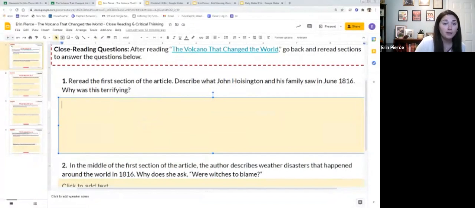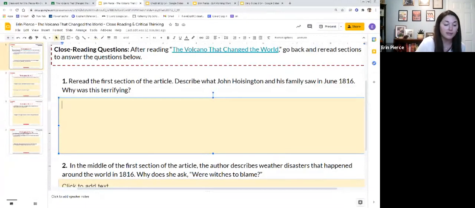that's on page 5. Let me reread this section. 10-year-old John Hossington stared in shock out the window of his family's Vermont farmhouse. It was June 8th, 1816. Summer was just 2 weeks away, yet outside a wild winter storm was raging. Nearly a foot of snow covered the fields that the family had planted only weeks before. The family's vegetable garden was buried. The apple and pear trees shivered in the freezing winds, and their delicate buds coated with ice.